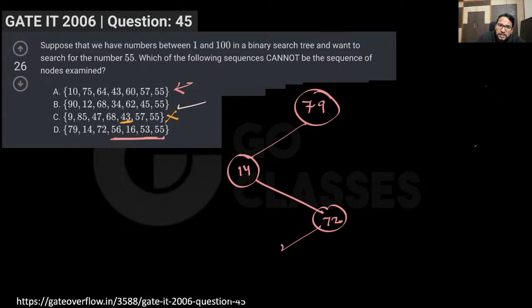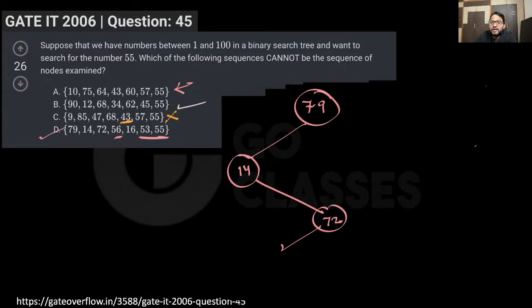Which is actually the case. Now you will go to 56 and because of it you will go to left of it, right? Everything should be lesser than 56, that is the case. And then you go to 16, then everything should be greater than 16 because you will go to right of it. And then yeah, this sequence is also possible, right? So basically only C sequence is not possible.